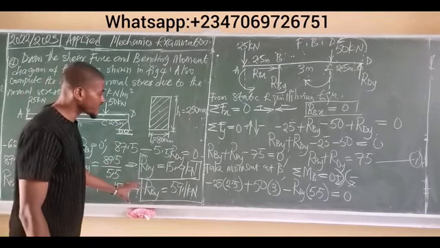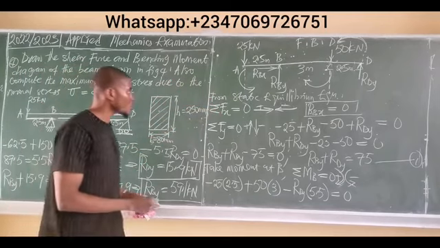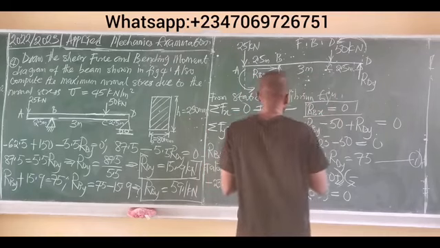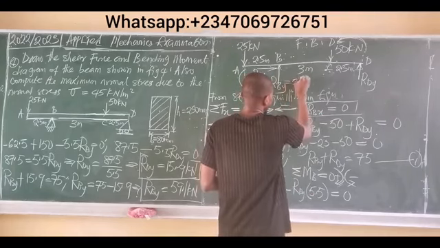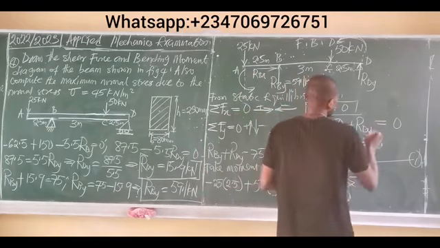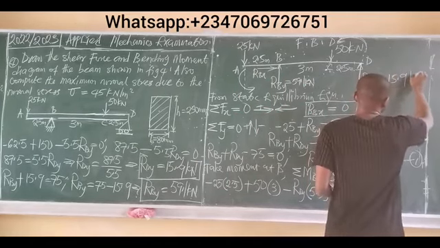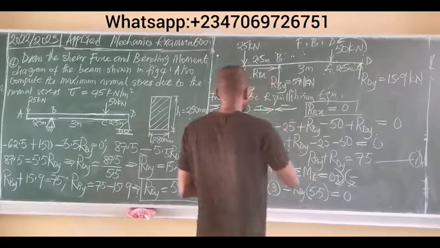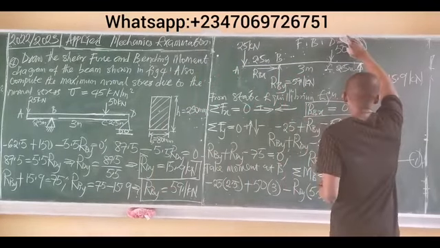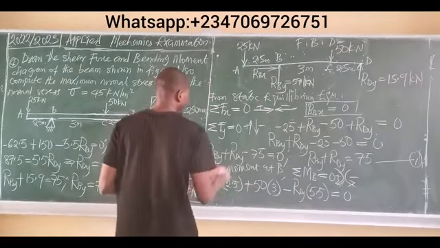So with this, we have been able to find the unknown reactions at point B and at point D. Having found these reactions, we go back and plug them into the original beam. RBY gave us 59.1 kilonewtons, and RDY gave us 15.9 kilonewtons. Having found the values, you plug them back into the original diagram. Then you can start your shear force and bending moment analysis. All right, so let's wipe here and start our analysis.